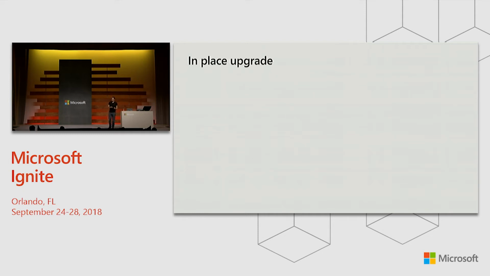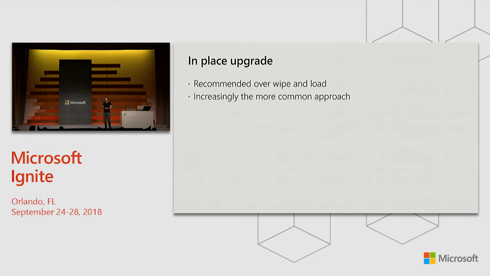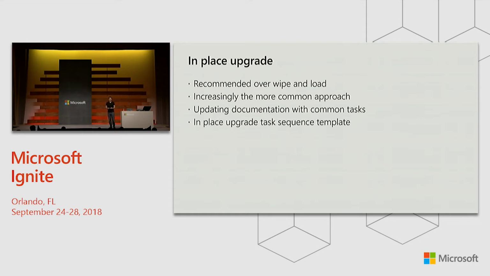For those of you that are moving to Windows 10 or moving between Windows 10 versions, in-place upgrade is the recommended approach over wipe and load, for example. And it's increasingly the more common approach. We see through our telemetry that more and more customers are using the in-place upgrade because it gives them that faster, easier cadence, especially when they move from Windows 10 to Windows 10 version. Because of this, we've put a lot of effort into our documentation and also to the feature to allow you to get the most out of the in-place upgrade and to be able to benefit from the community and the way that they're also doing their in-place upgrades.